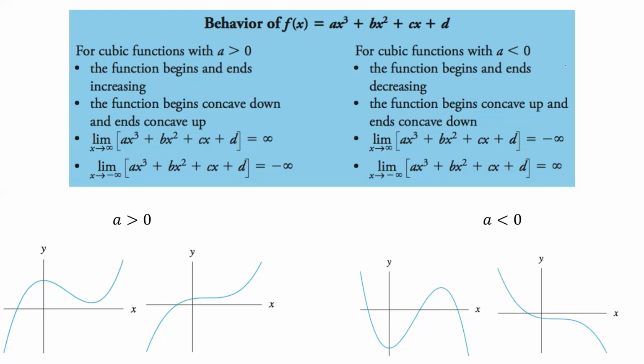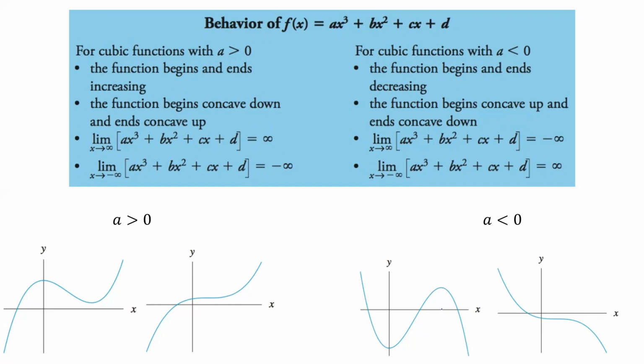Now, when a is less than 0, so if we have a negative 2.5 or something, then we're going to be decreasing at the beginning and decreasing at the end. And sometimes we don't change direction, it's just decreasing the whole way. When we change directions, then we have a different shape here.